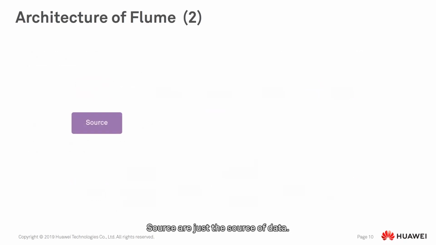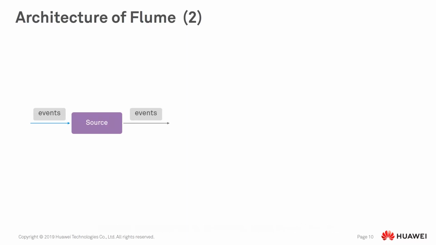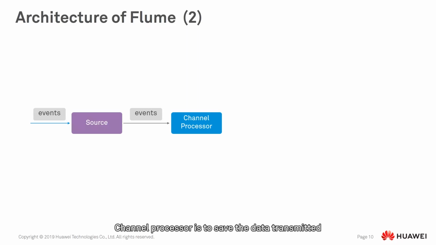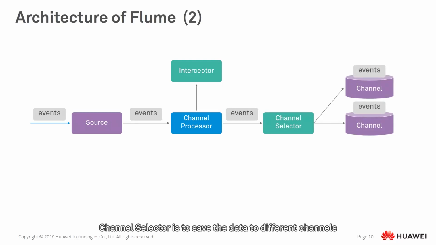Sources are just the source of data. Flume can model and abstract the raw data as a data object that can be processed by Flume, which is called an event. The channel processor saves the data transmitted from the source to the channel. The interceptor filters and modifies the collected data based on the user configuration. The channel selector saves the data to different channels based on the user configuration. The main function of the channel is just to temporarily save the data.